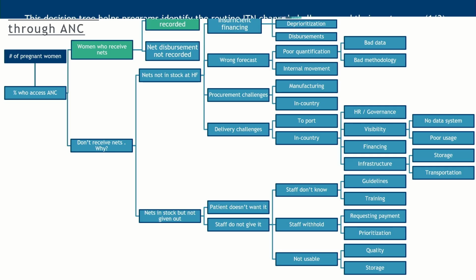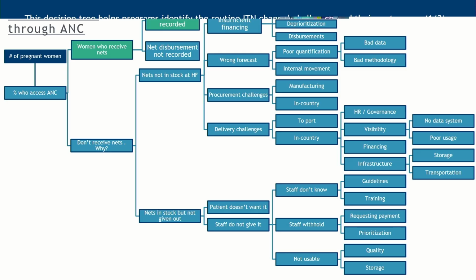We're going to focus on this bottom section of those that don't receive nets because this is really the area where we can increase our impact. We want to identify why they're not receiving nets and what interventions can target that in order to improve our coverage for ANC and EPI. And so there are two main reasons or buckets of why people are not receiving nets. Either there are nets in stock at the health facility or they're not. And so I'm going to go into those specific pathways next.